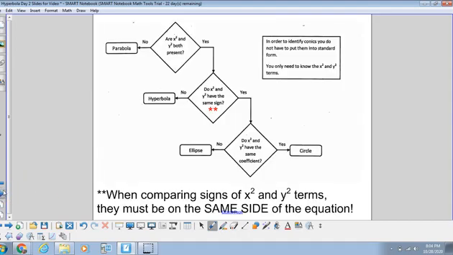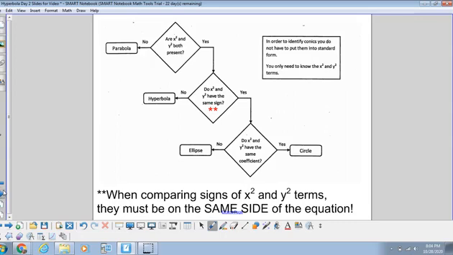Okay, there's one more big topic we're going to talk about today, which is how to identify conics based on their equations. We know how to put things into standard form, but we can identify what type of conic something is without having to go through all of that just by looking at our x squared and y squared terms. Remember, there are 4 types of conic sections. There's a circle, an ellipse, a hyperbola, and a parabola.